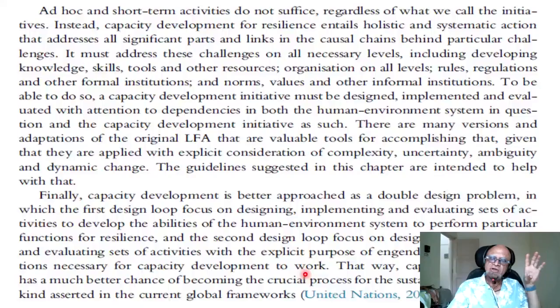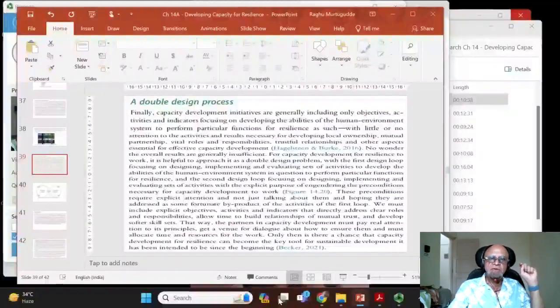so that the first loop is not just a theoretical implementation that sits in reports, as we saw in that prop about a cabinet or a shelf with lots of folders, but that you have the preconditions to get started and keep going with the capacity to increase resilience. That way, capacity development has a much better chance of becoming the crucial process for sustainability of humankind, asserted in the current global frameworks under all these nice UN reports that we keep getting.